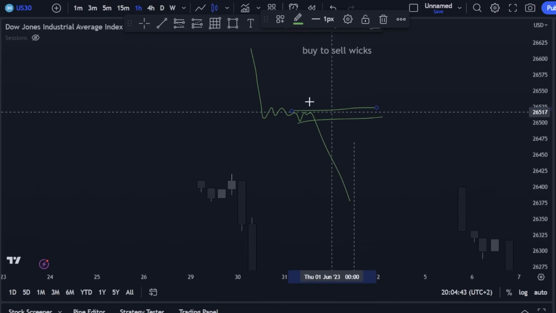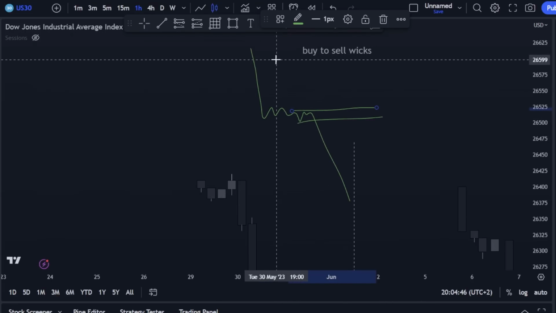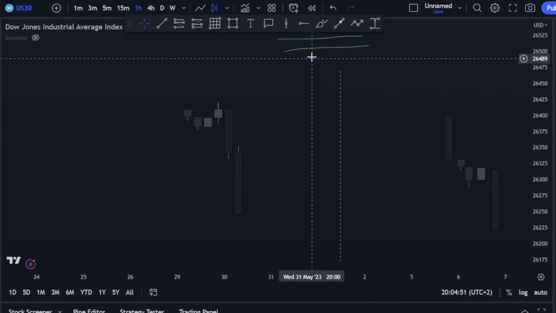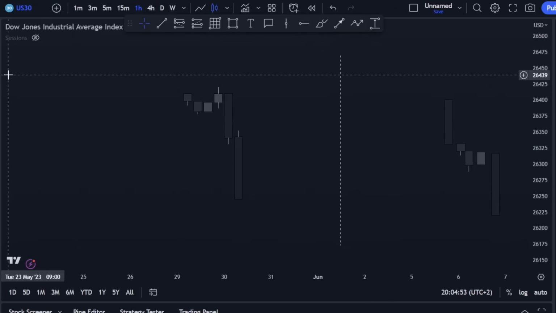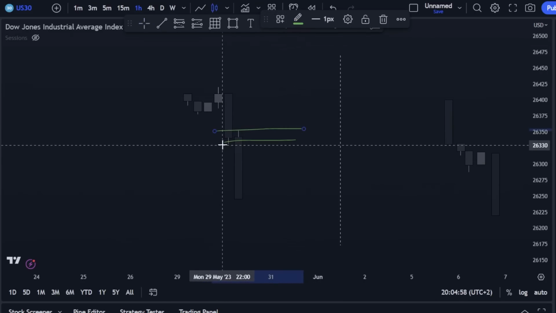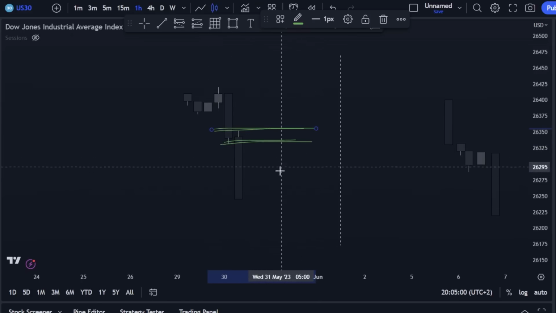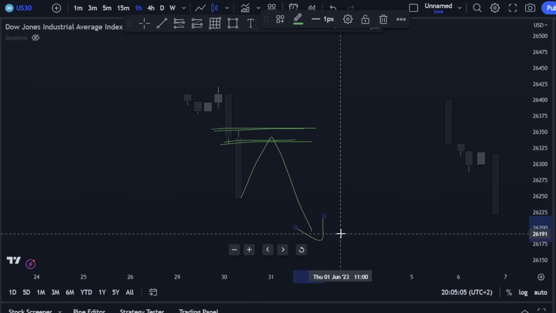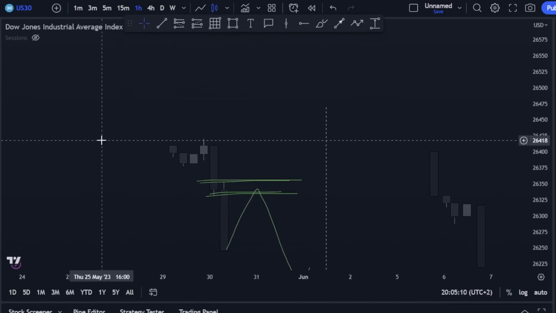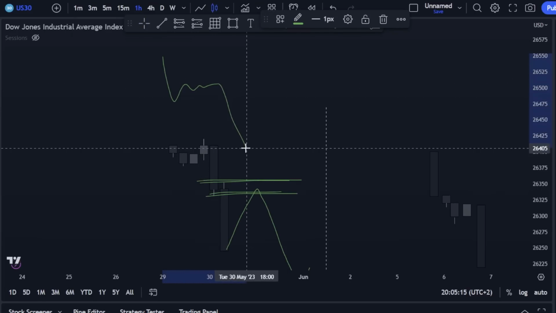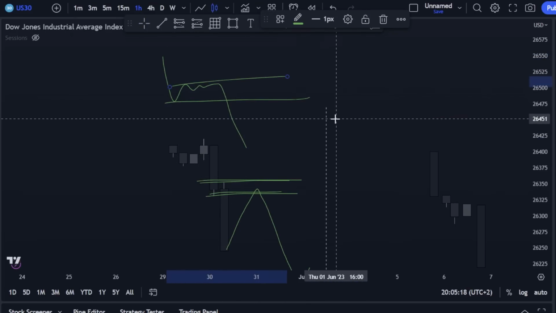Now if we go up a time frame, guess what it looks like? It looks like this. So look what price would have done here. We would use this as our buy to sell wicks. This is our buy to sell wicks area. Price could tap in here and continue going down. It's a very likely scenario because, like I said, it is essentially this on a lower time frame. And we would trade off of here.